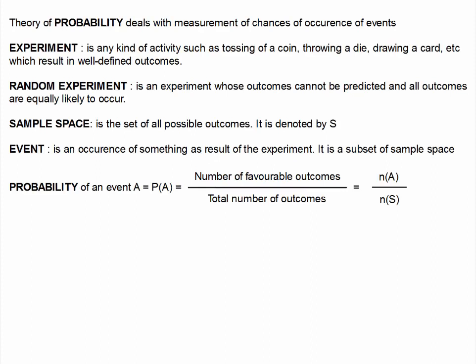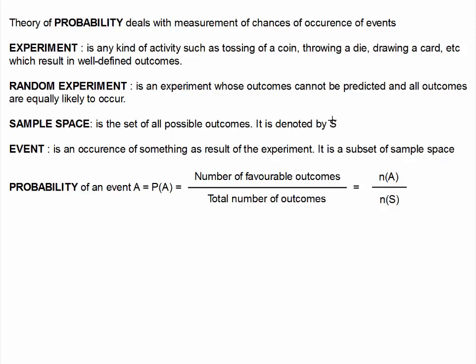Now, even before we start with the formula of probability, let's see a few terms that we must know. So first is an experiment. Experiment is any kind of activity such as tossing of a coin, throwing a die, drawing a card, which results in well-defined outcomes. Meaning any activity which is of interest to us, which has well-defined outcomes. Next is random experiment. It is an experiment whose outcomes cannot be predicted and all outcomes are equally likely to occur, meaning an experiment performed randomly.